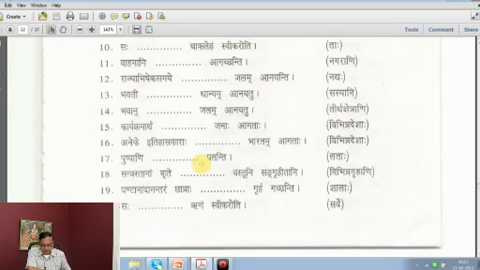17th. Pushpani lata. Now lataha is like kanyaha. Latabhyah. Pushpani latabhyah patanti. Flowers fall from the creepers. Next.